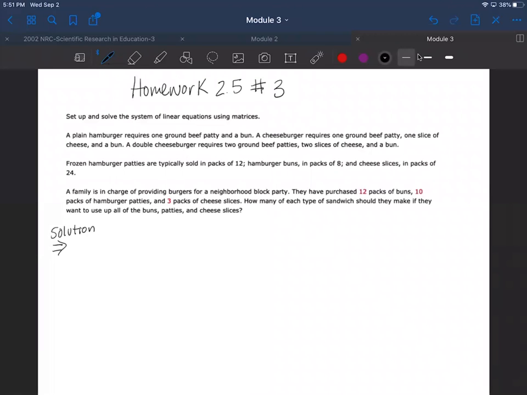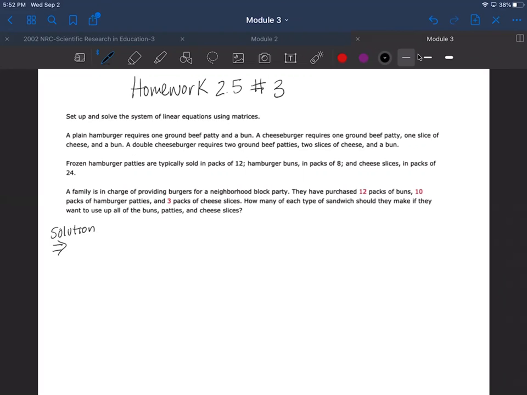Okay, everybody, so I have a request for a homework problem. From section 2.5, number 3, we're trying to discover how many of each type of sandwich we can have where we use up all of the packages of the buns, the patties, and the slices. I usually try to take this question step by step.